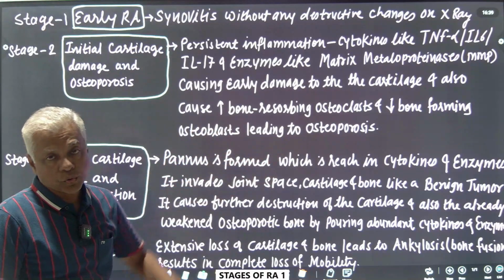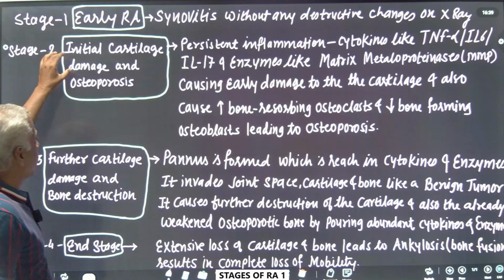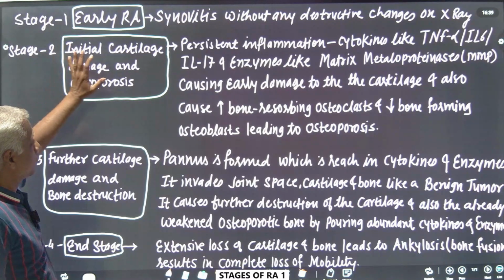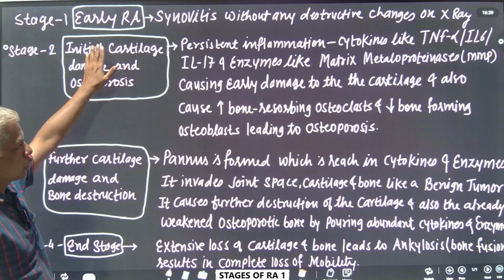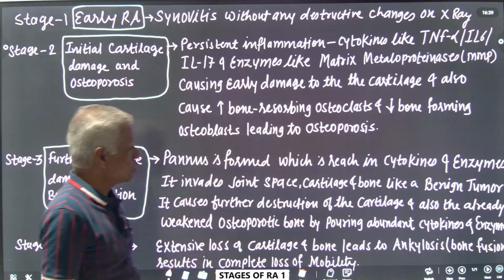So in this stage number 2, which we have labeled as initial cartilage damage and osteoporosis, we are getting two things. One is the initial damage to the cartilage and the second one is that there is osteoporosis also.